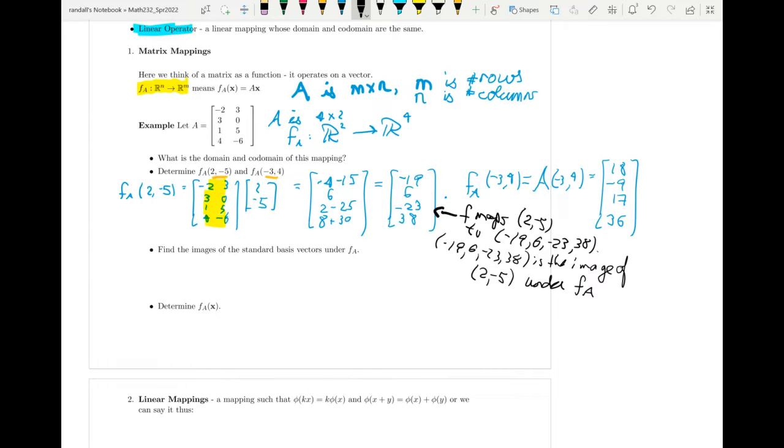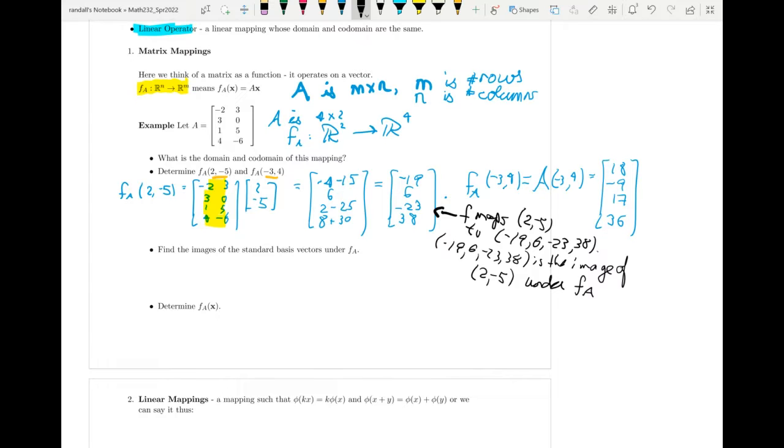Okay, so some use of that terminology. F is a mapping from Rn to Rm. The image of (2, -5) is this vector (-19, 6, -23, 38). The pre-image of this vector (-19, 6, -23, 38) is the vector (2, -5). And the image of (2, -5) under this function f is that vector (-19, 6, -23, 38).